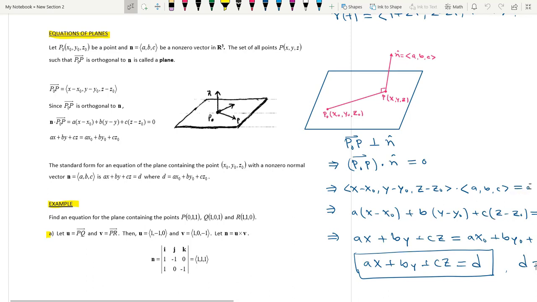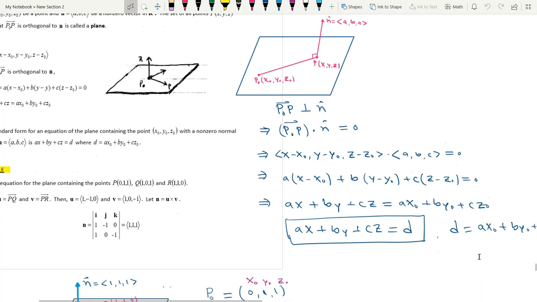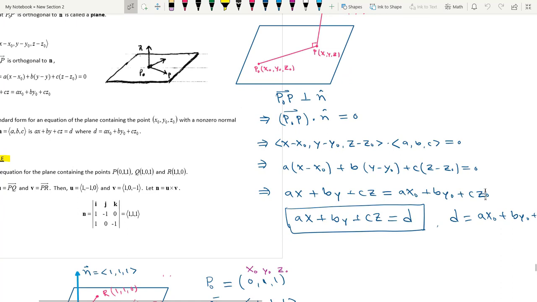equals 0. Now from the dot product we learned that the dot product of two vectors is a times x minus x0 plus b times y minus y0 plus c times z minus z0, which equals 0. If you simplify, it becomes ax plus by plus cz equals ax0 plus by0 plus cz0. If we let this equal d, then the equation of the plane becomes ax plus by plus cz equals d.